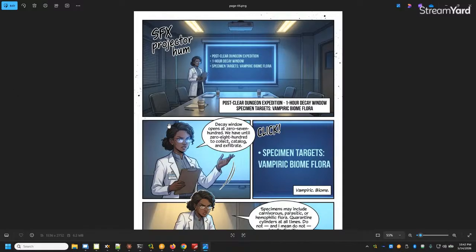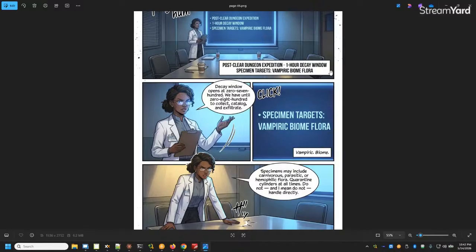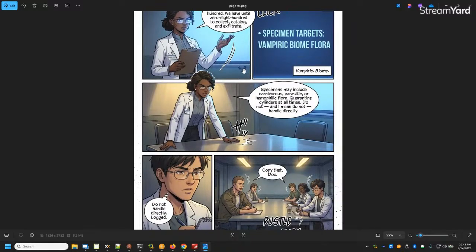I love when content serves multiple purposes at once. Okay, post clear dungeon expedition, 1 hour decay. So basically, like in anime, like in Solo Leveling, after the boss has been defeated, you've got a certain amount of time to get out of there, and if you don't get out within that time, you get locked in forever. So I decided for it to be 1 hour. Decay window opens at 0700. We have until 0800 to collect, catalog, and exfiltrate.